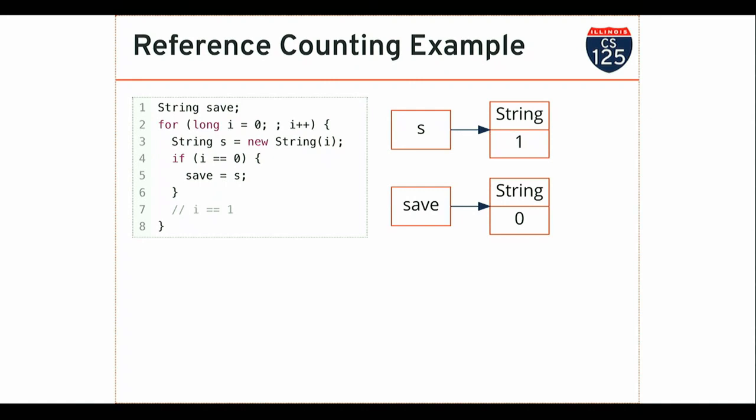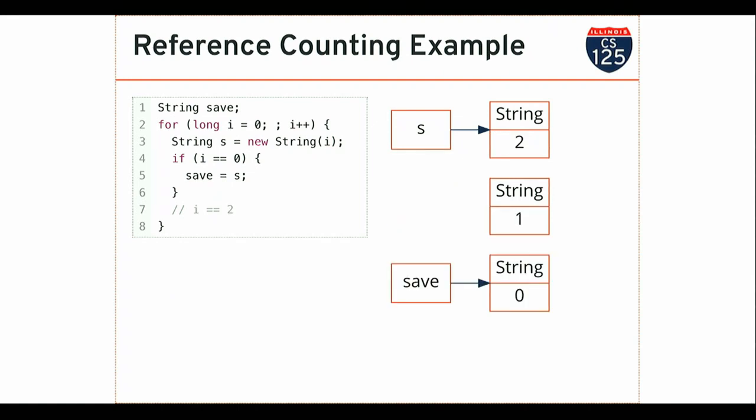So I didn't copy the variable because i is now one. So when I get to the bottom of the loop, I have a variable called save outside the loop that holds a reference to the string with content zero. I also have a reference variable that I created inside the loop that stores a reference to the string with value one. Okay, so how does this look after I run another iteration?